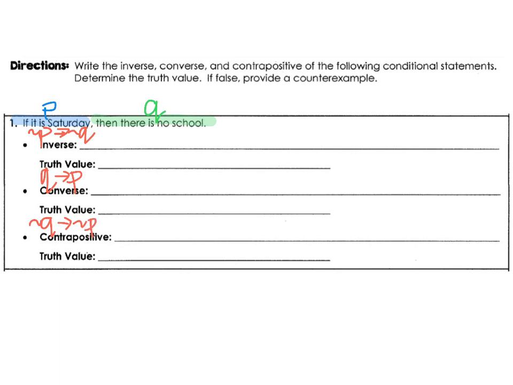All right, now starting with our inverse. We are negating both the P statement and the Q statement. So if it is Saturday, in order to negate that, we would say if it is not Saturday. So we put the word not right here. So let's write that out. If it is not Saturday. All right, so that's the beginning of our inverse.